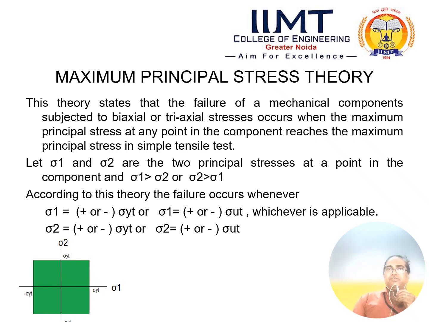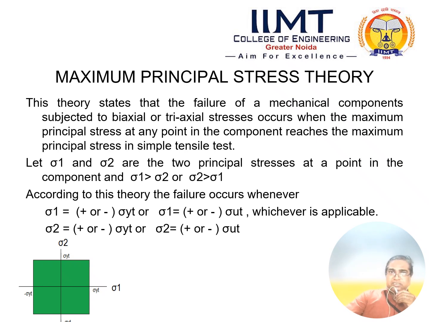That means whatever mechanical component we are going to make, whatever forces are applied on that component, and because of those forces stresses are induced on that component, we have to calculate the value of the maximum principal stress and the minimum principal stress. Let sigma 1 and sigma 2 be the two principal stresses at a point in the component, either sigma 1 is greater than sigma 2 or sigma 2 is greater than sigma 1.